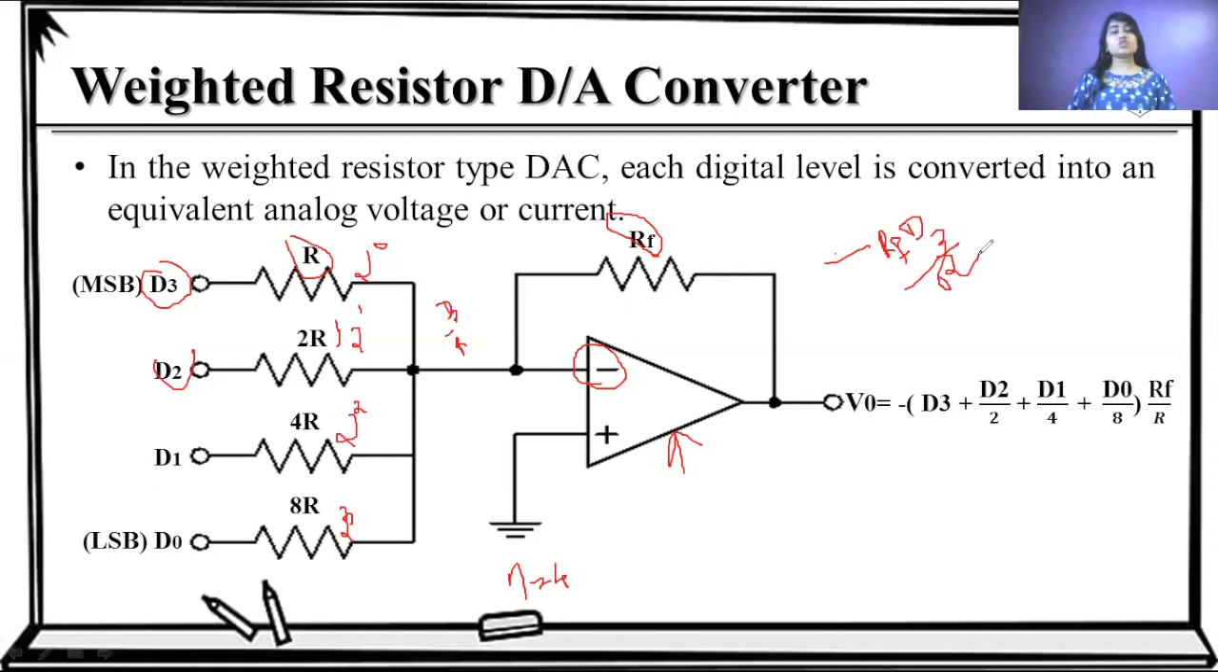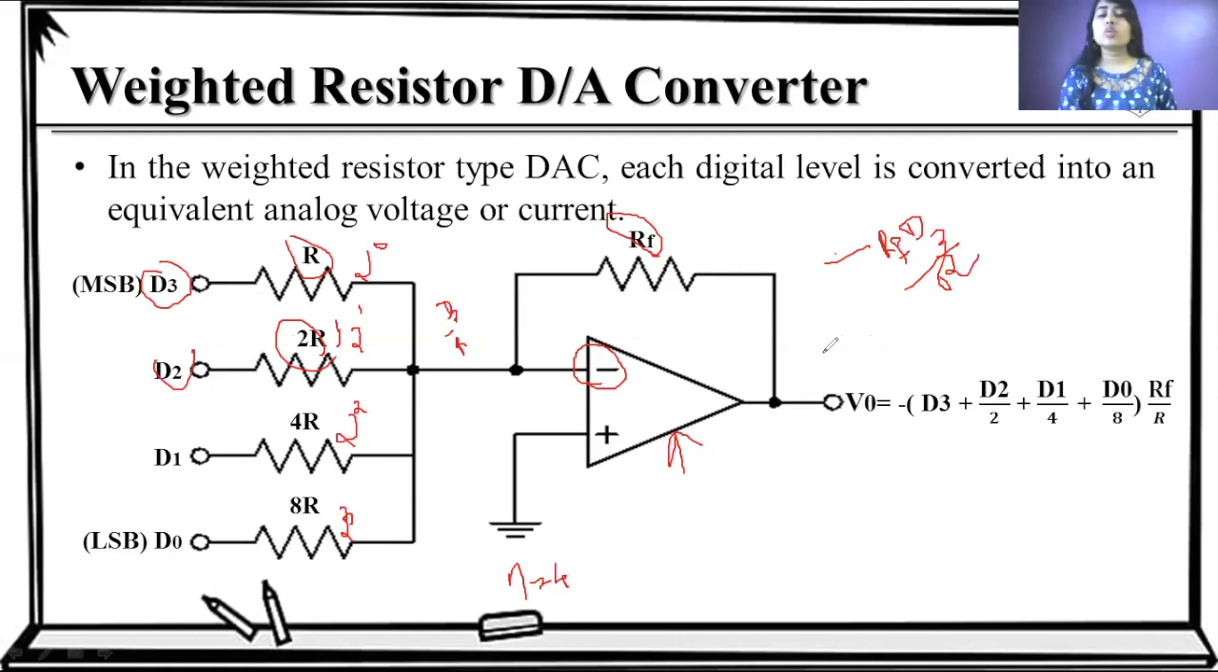And like this we have different bits, for example D3, D2, D1, D0. So we can write minus RF D2 divided by 2R, because here we have a 2R. Then for D1 we can write RF D1 divided by 4R. Then minus RF D0 divided by 8R.